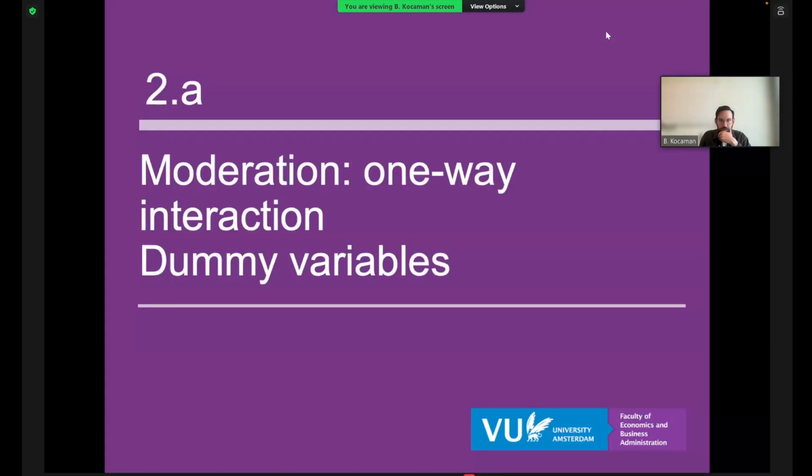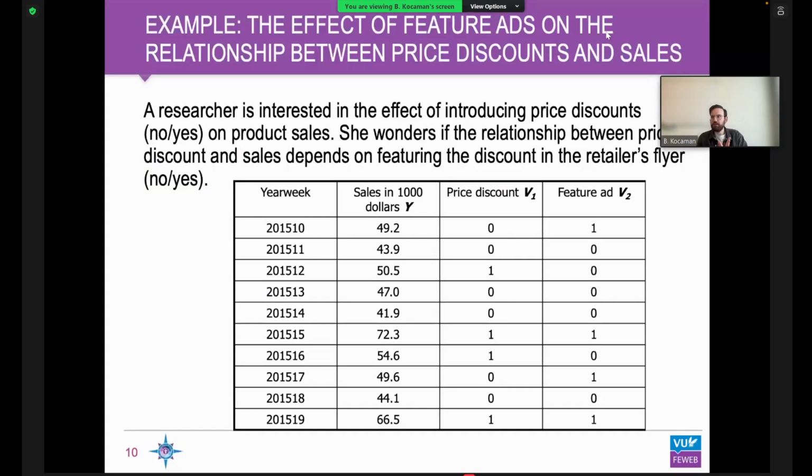Okay, let's see some numbers now. In this case, we will look at the example that I mentioned. We will look at the effect of introducing price discounts, so no, yes, a dummy variable, on product sales. This researcher wonders if this relationship between price discount and sales depends on featuring the discount in the retailer's flyer. So this is also a no, yes question. Here, we have a dummy independent variable and a dummy variable moderator. So that's why this is a dummy moderation.